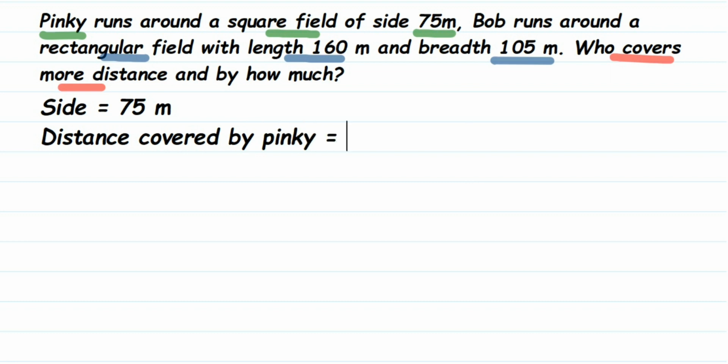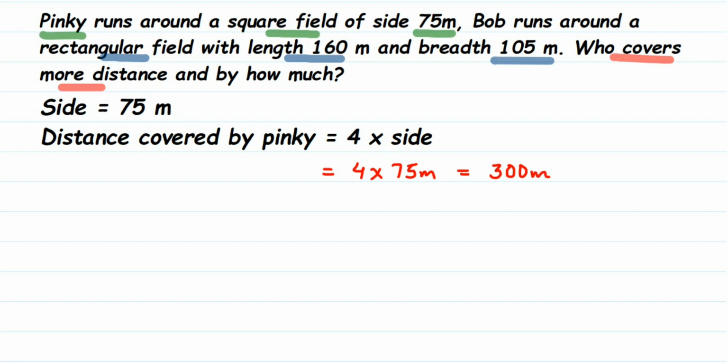So the perimeter of a square formula is 4 into side. So we're gonna write down 4 multiplied by side. We know the side measurement, it is 75 meter. We're gonna substitute and get the value here. So this is equal to 4 into 75 meter, and 4 into 75 is 300. So this is equal to 300 meter. So we have got the distance covered by Pinky.